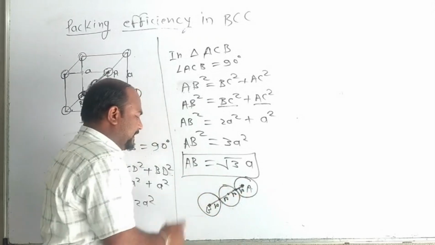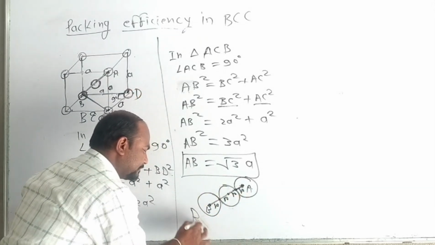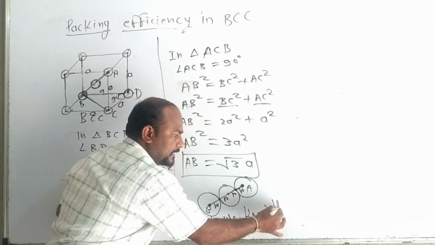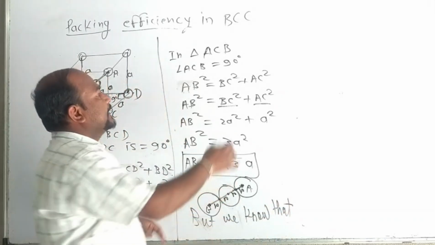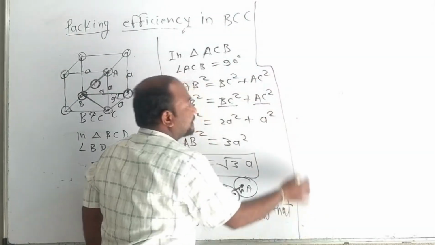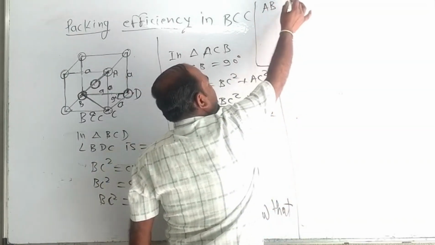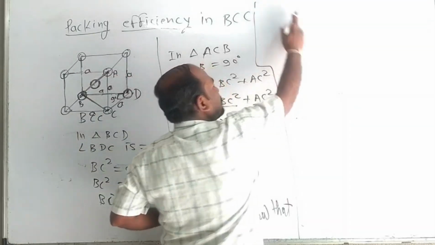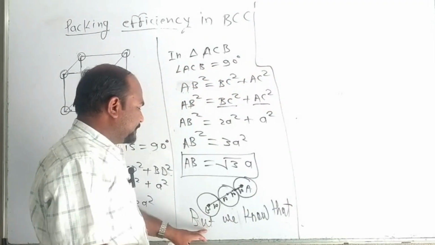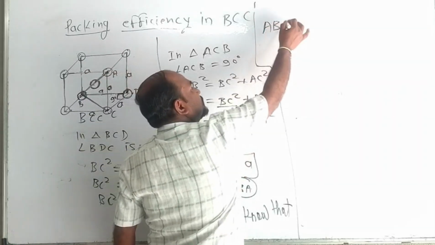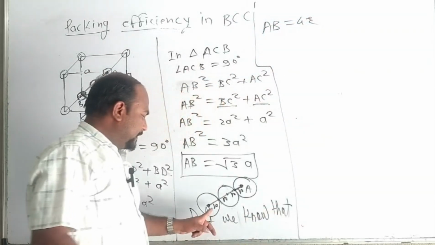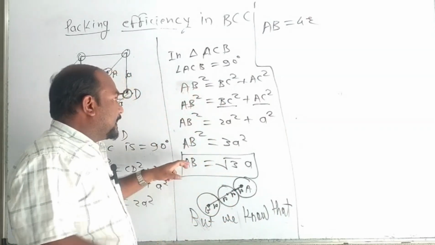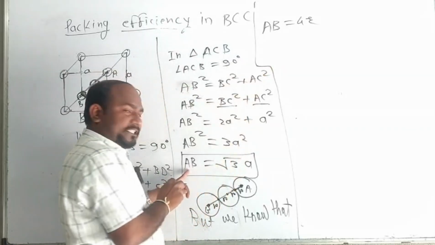So AB from this we know that, I will write here, AB is equal to 4. We know that AB is equal to 4R, isn't it? So it will be 4R. Now put in this equation.